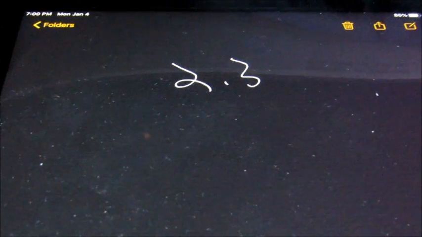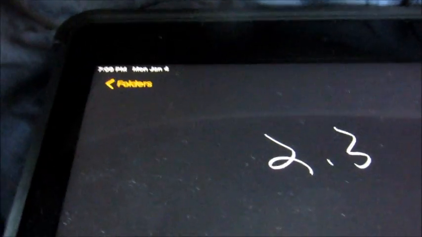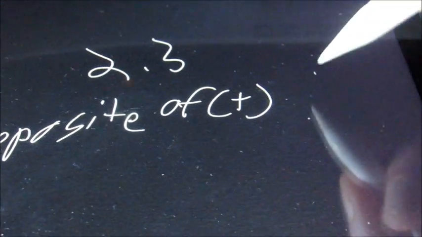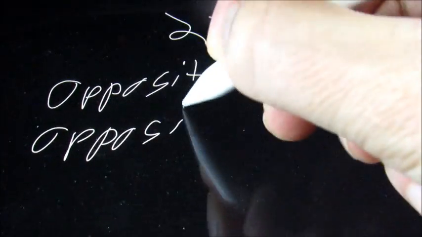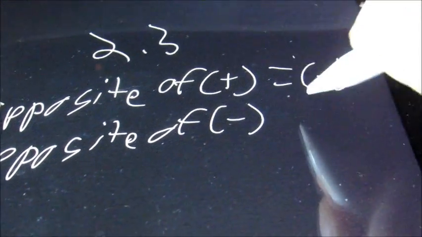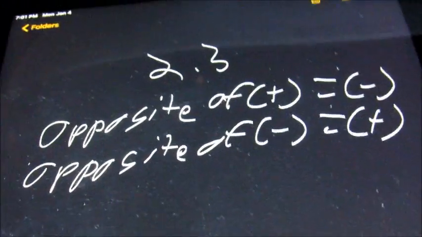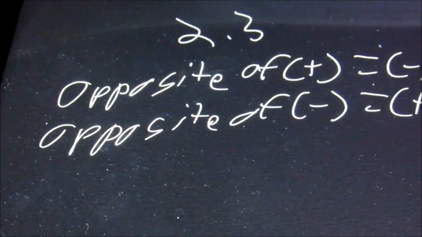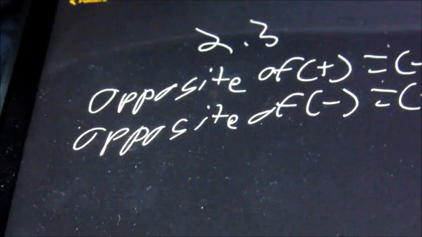In 2.3, we're going to use the subtraction and addition properties of equality to solve things. So what we need to know is that the opposite of a positive number equals a negative number, and the opposite of a negative number is a positive number. That's basically what we're doing. What that's saying is that 3 minus 3 equals 0, or negative 3 plus 3 equals 0. So we're going to use that fact.